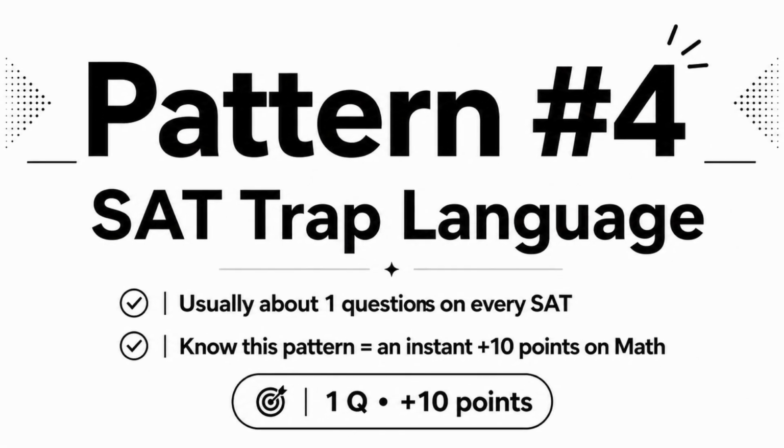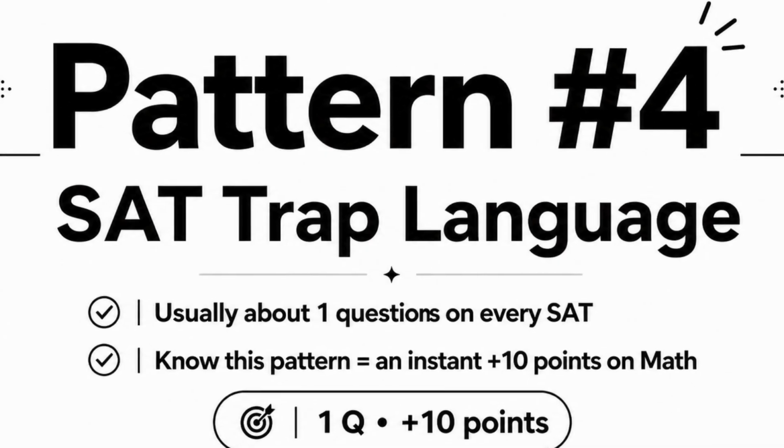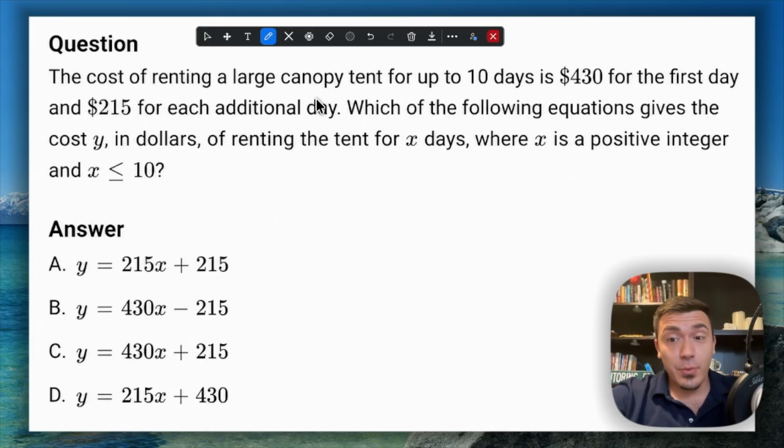Pattern number 4 is going to be on an SAT trap language. There's usually about one of these every test. So again, knowing this pattern should get you about 10 additional points.